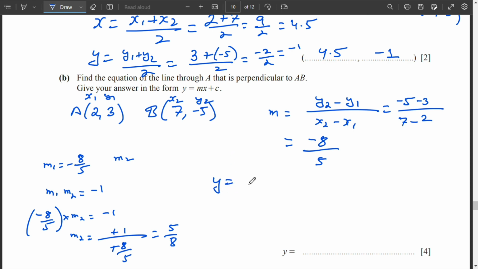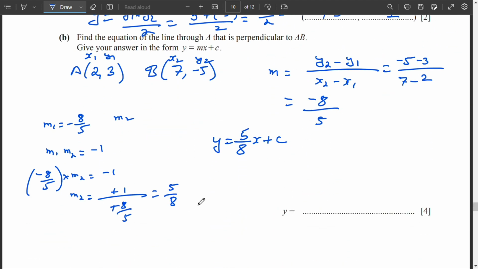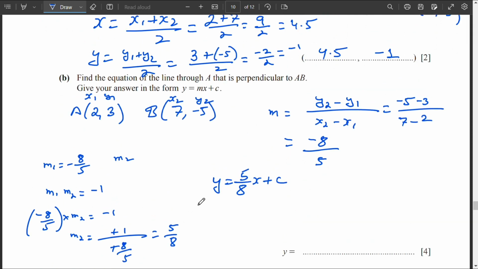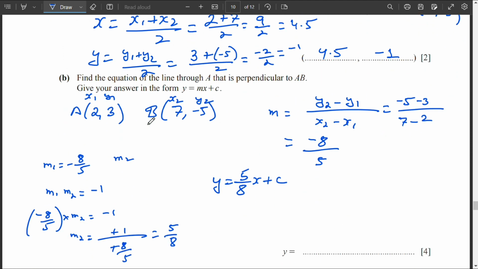So now if you write the equation y equals mx plus c, that m is 5 by 8, so y equals 5 by 8 x plus c. Now it's perpendicular to AB, and you have to find the value of c actually. It is passing through point A actually, so (2, 3). So we are substituting (2, 3), taking this as x, this as y.